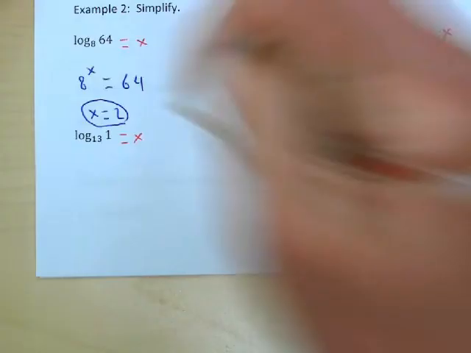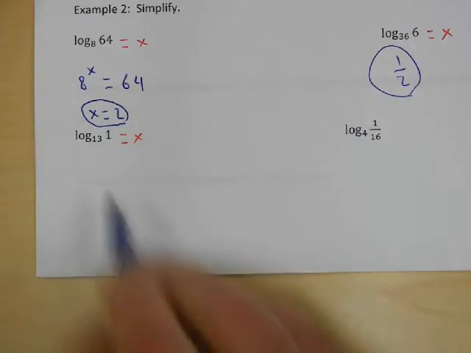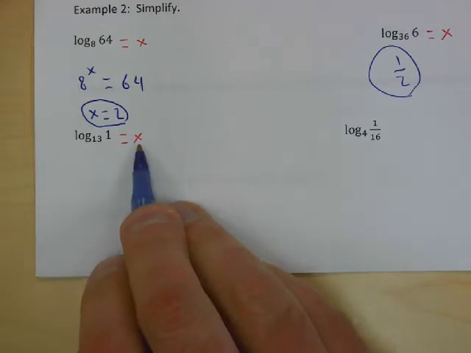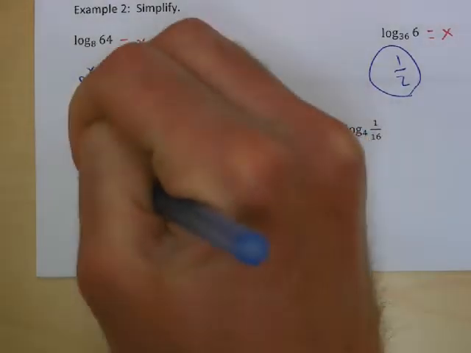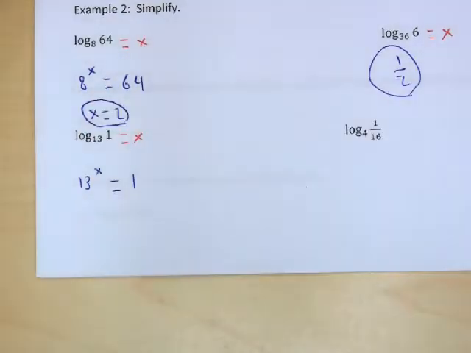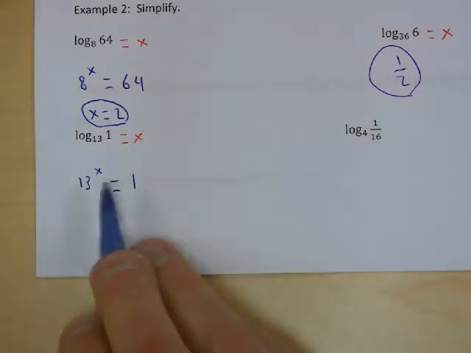Well, let's see, it's going to equal something, so I'm going to go ahead and put equals x. Okay, and then how do I put this in exponential notation? It's always your base to your power equals that number. So then 13 raised to what power equals 1? This is kind of a special case, and we'll see this in our rules later on. But when does something raised to a power equal 1? When we raise it to the power of 0.